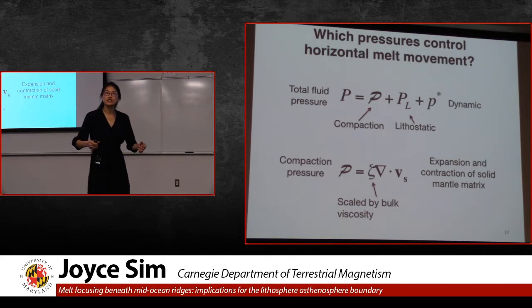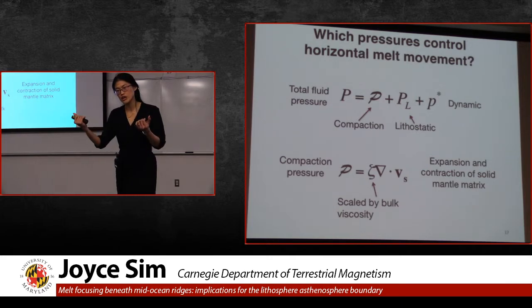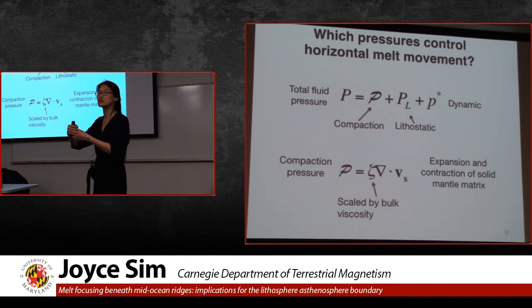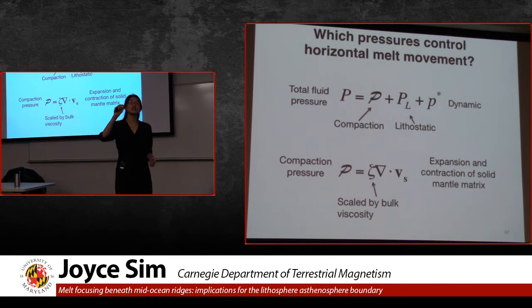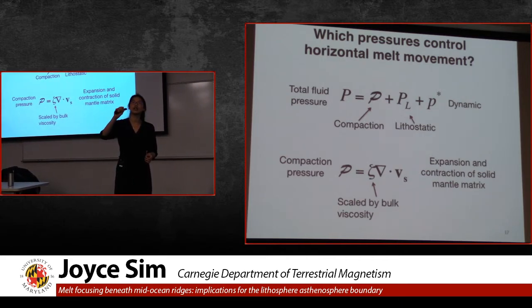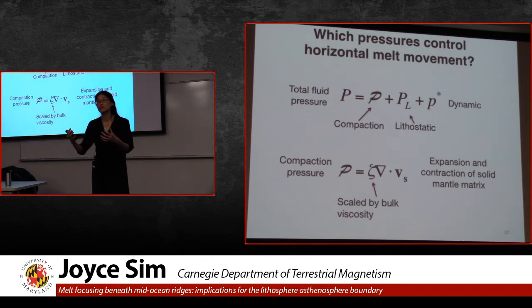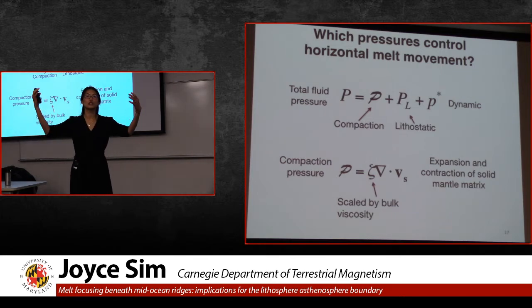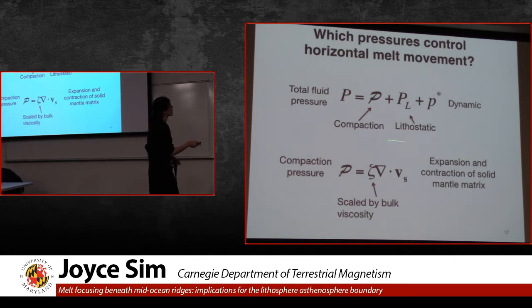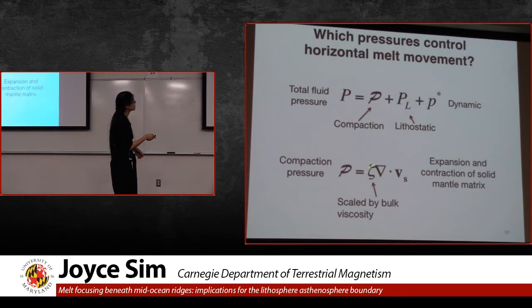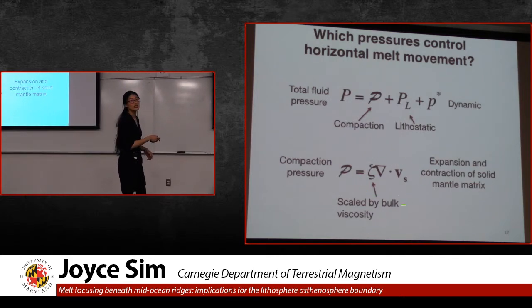Dynamic pressure is just, you have these two plates that are moving apart, and that pressure really comes from the solid, incompressible shear. So that is what's creating that pressure right at the ridge axis that's pulling melt towards the ridge axis. And then you have lithostatic pressure, which is pretty much what's on top of wherever you are in the domain. And then compaction pressure here, I've shown down here. It's pretty much the divergence of the solid velocity that's scaled by the bulk viscosity.